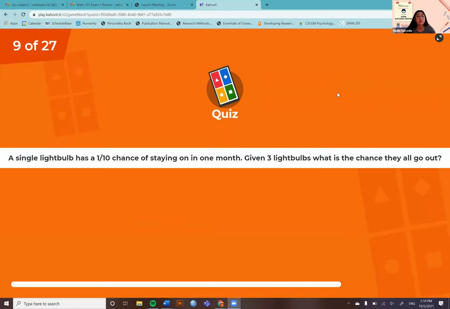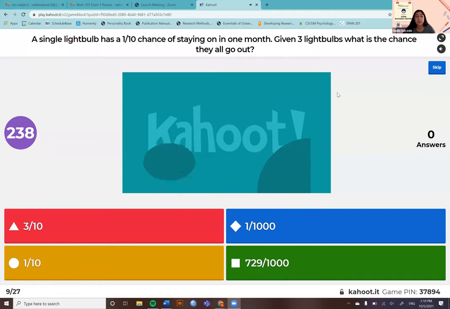All right, so a single light bulb has a 1 in 10 chance of staying on in 1 month. Given 3 light bulbs, what is the chance they all go out? So the other question was asking us, given 3 light bulbs, what is the chance they all stay on? And this one's asking us, what is the chance that they all go out?